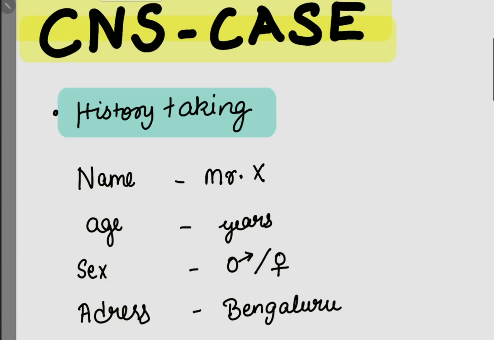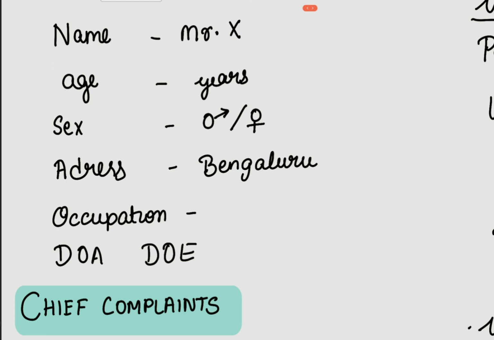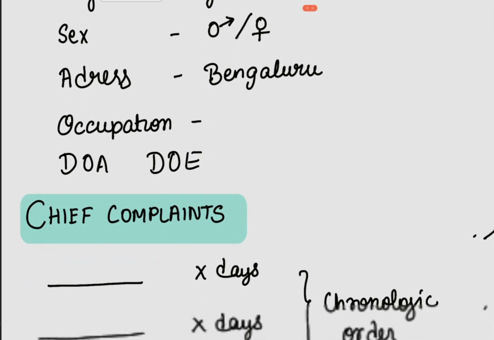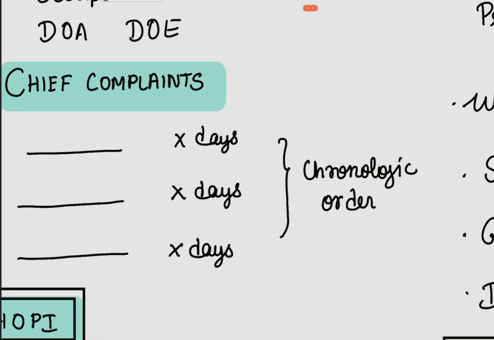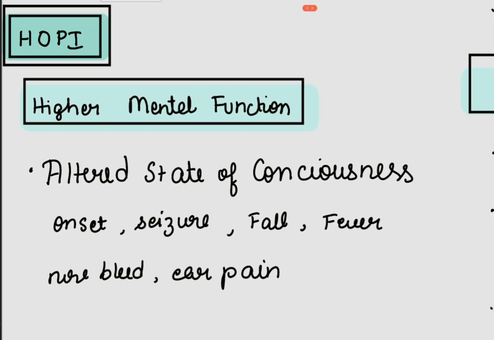Let's begin with the history taking. Name of the person, age, gender, address. Then we have the occupation, date of admission, date of examination, chief complaints in chronological order. Then we have history of presenting illness.